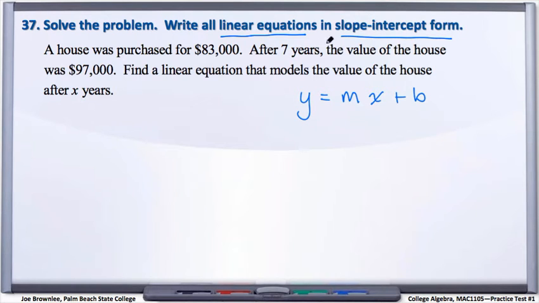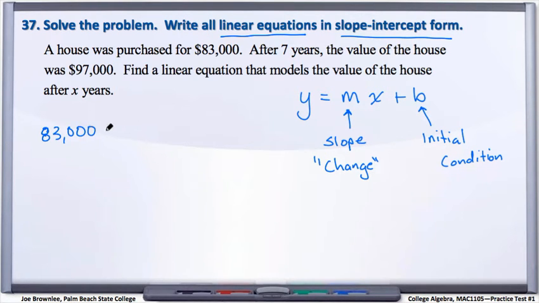All right, well, we know in slope-intercept form the m represents the slope, right? Well, another way to say slope is change. Slope is a change in some value. And the b in slope-intercept form is often what's known as the initial condition. All right, and what that means is that we are trying to model the value of this house as the house gains equity, right? So somebody bought a house that started at the price $83,000.